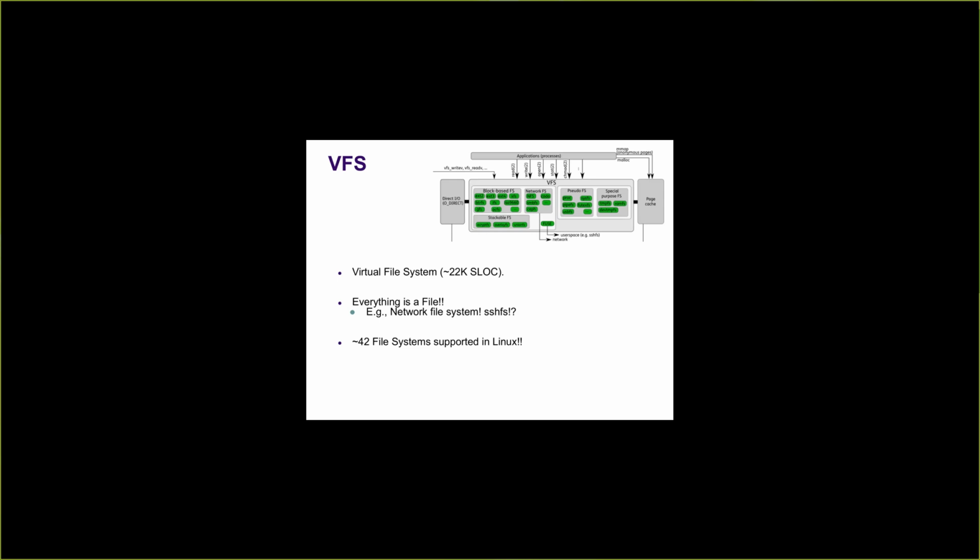Even accessing the network is a file. Even a network file system, again, it's a file. And this also makes adding a new file system to Linux relatively easy compared to other operating systems. Linux as of now supports close to 42 different file systems, which is one of the highest numbers supported by any operating system.